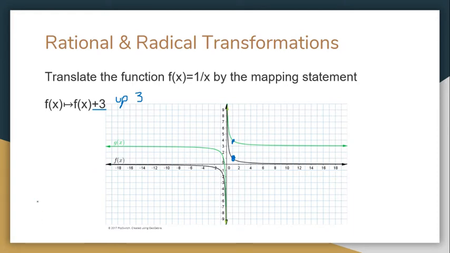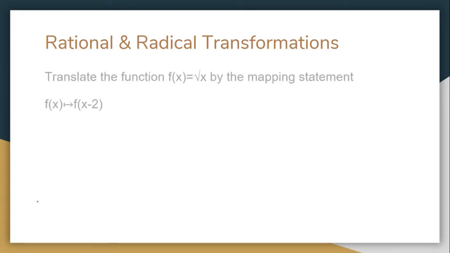Okay, let's look at another one. Translate the function f of x equals the square root of x by the mapping statement f of x goes to f of x minus 2. Now this one's a little bit different. On the other one we had the plus 3 outside the parentheses, and now we have minus 2 inside of our parentheses. So it's a little bit different this time. Instead of moving up and down, it's going to move left or right.